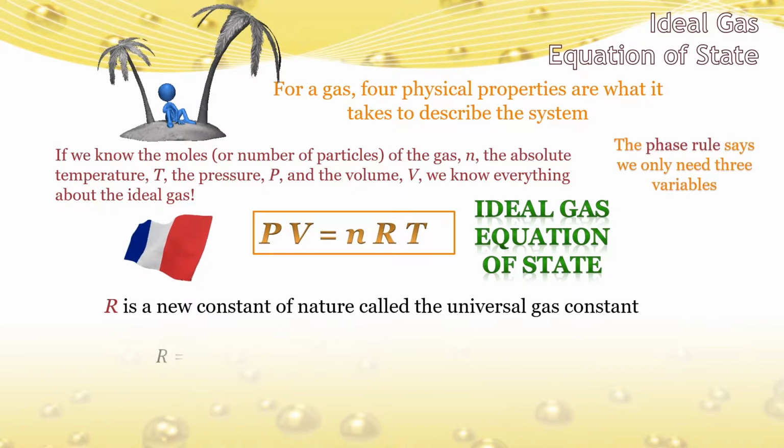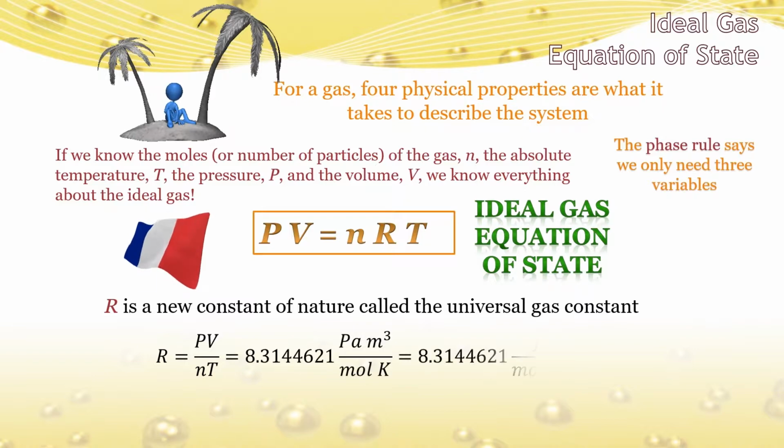Let's first rearrange the equation to be R equals PV divided by nT. We will assume SI units for pressure, which we know is pascals, and SI units for the volume, which we know is meters cubed. We already know that n will be the number of moles for the gas, and finally, we know that the temperature T will be in the units of the absolute temperature scale, Kelvin. Plugging these units into the equation, the SI units for the constant R will be Pascal meter cubed per mole Kelvin. In SI units, R equals 8.3144621 Pascal meter cubed per mole Kelvin.